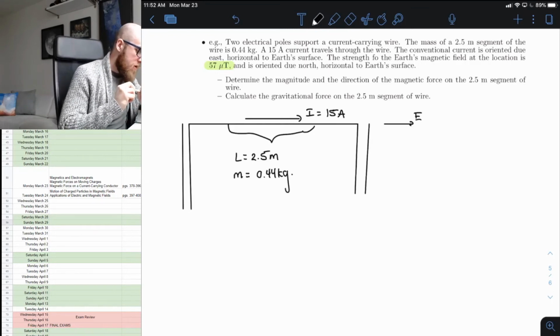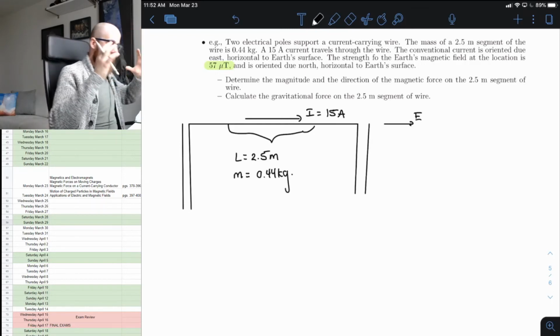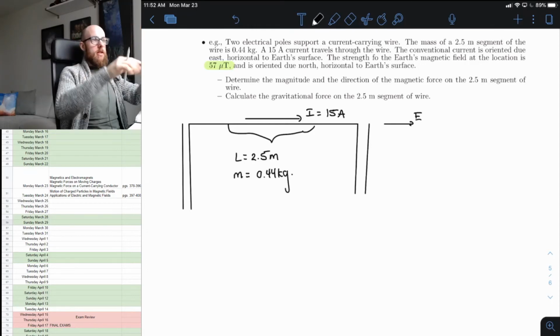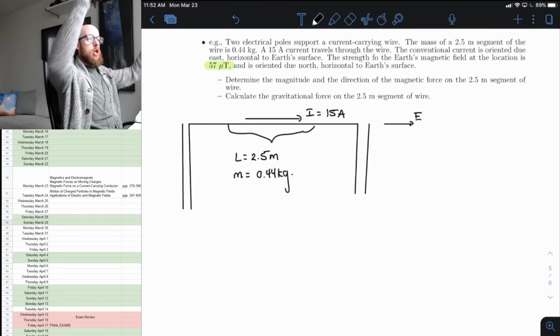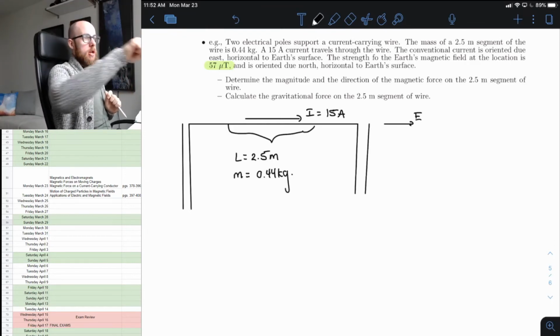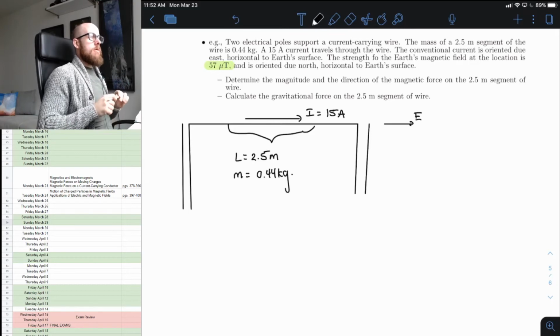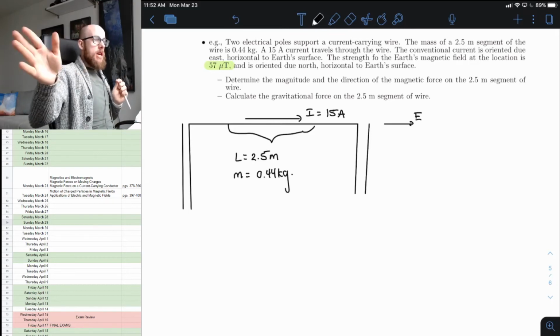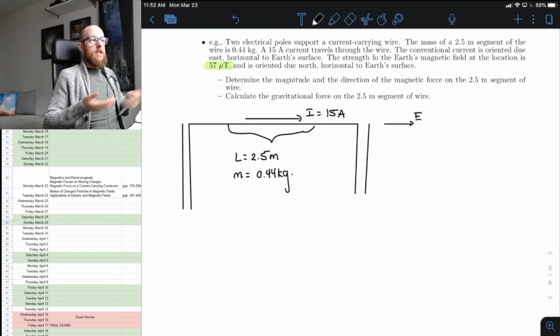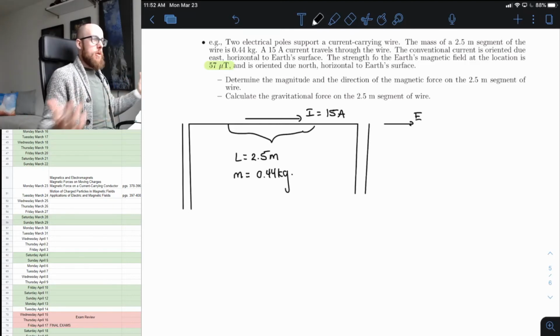The magnetic field is oriented north. So let's say we're looking at this picture from the side on. You're standing on the sidewalk, and you look up and you see two power poles. We're looking at the wire connecting the two poles. If the current is flowing towards the east, the magnetic field obviously points towards the north, right? Because we're on Earth, that's the direction that the magnetic field lines point.